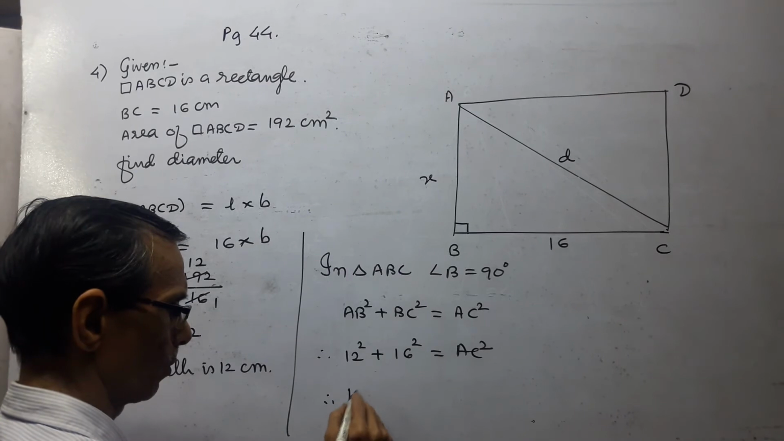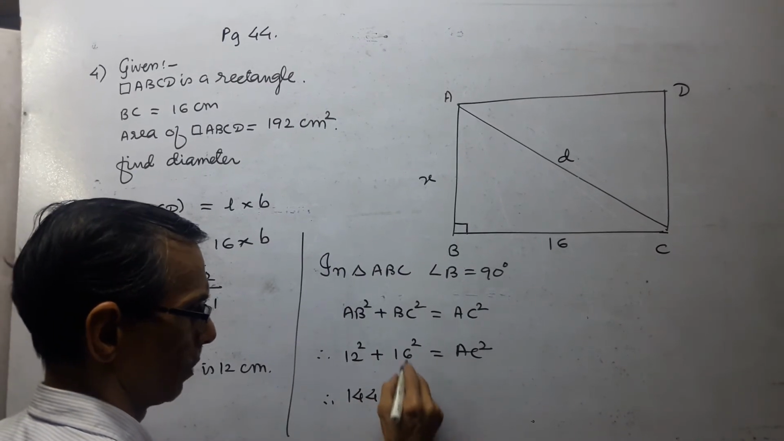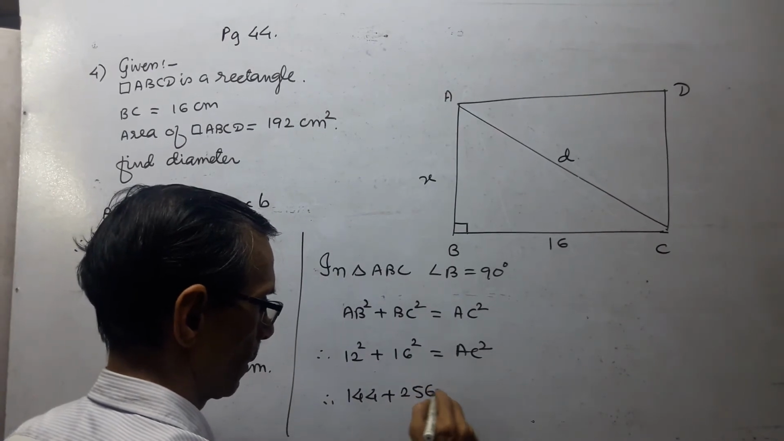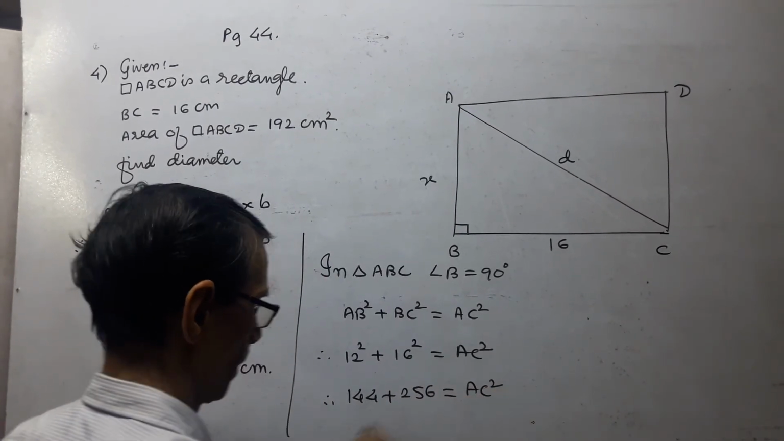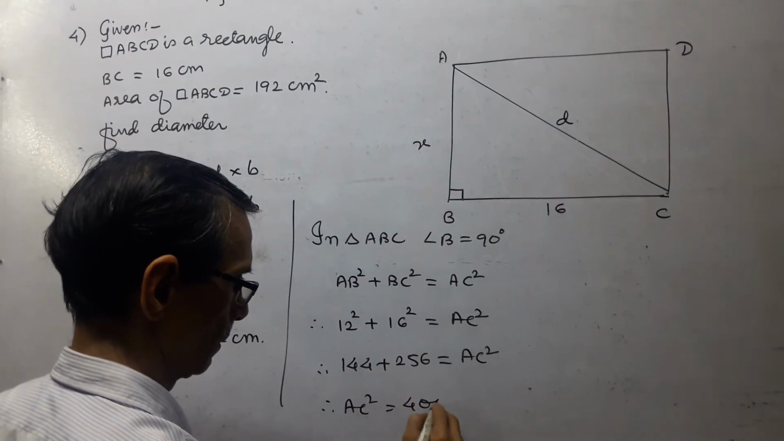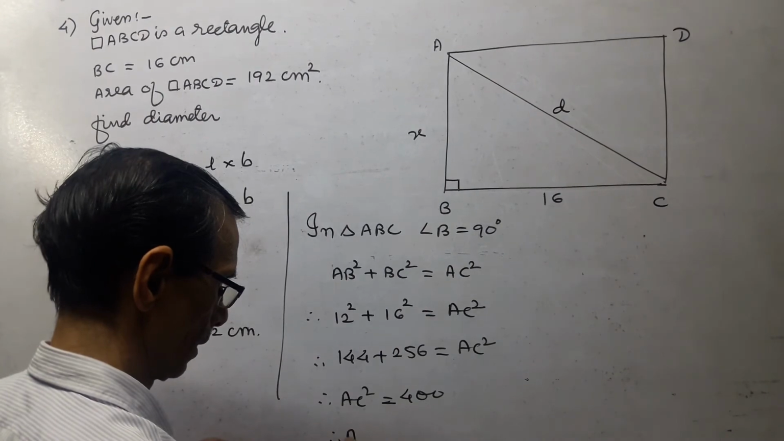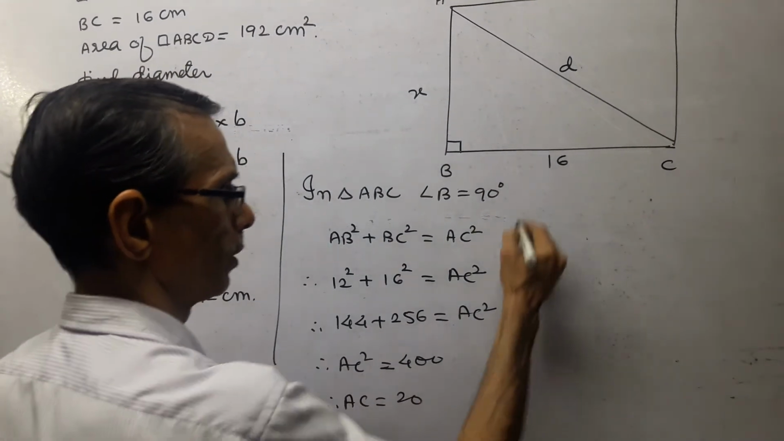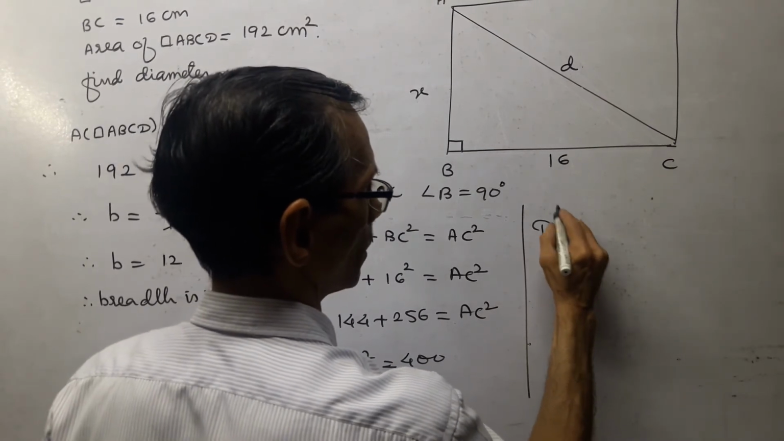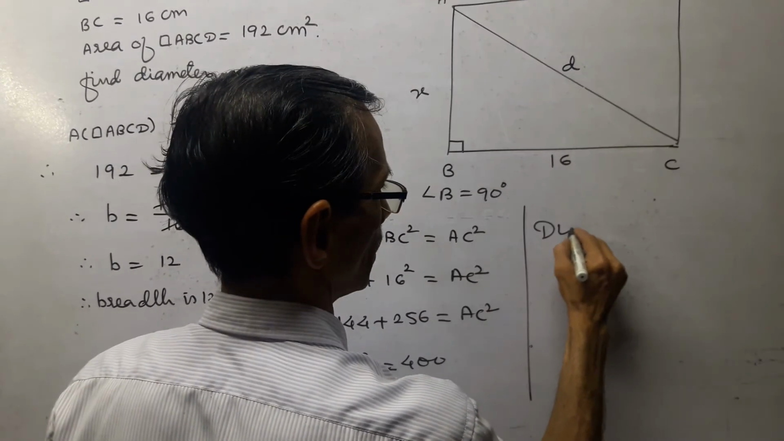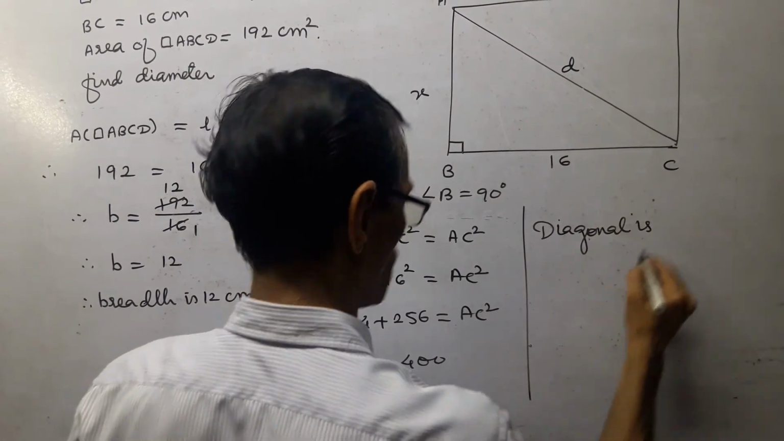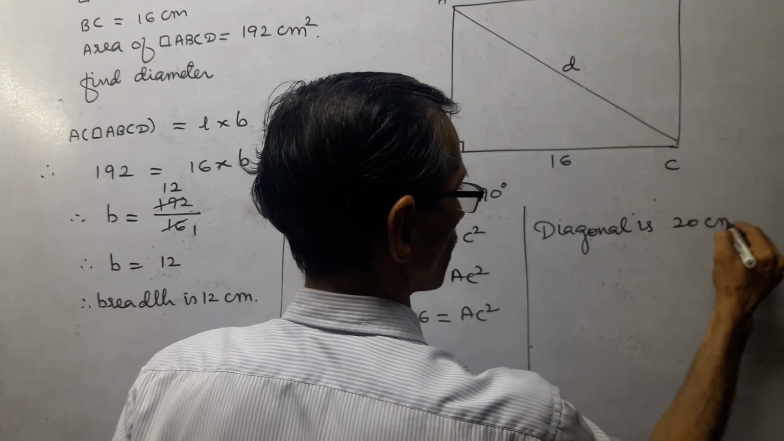And therefore 144 plus 16 square, which is 256, is equal to AC square. And therefore AC square is equal to 400. And therefore AC is equal to 20. And therefore the diagonal is 20 centimeter.